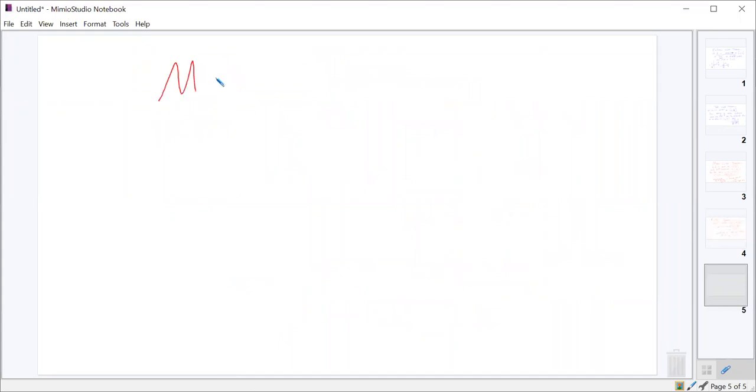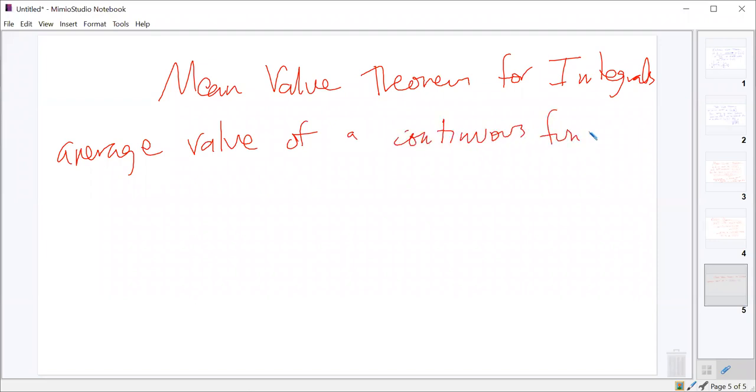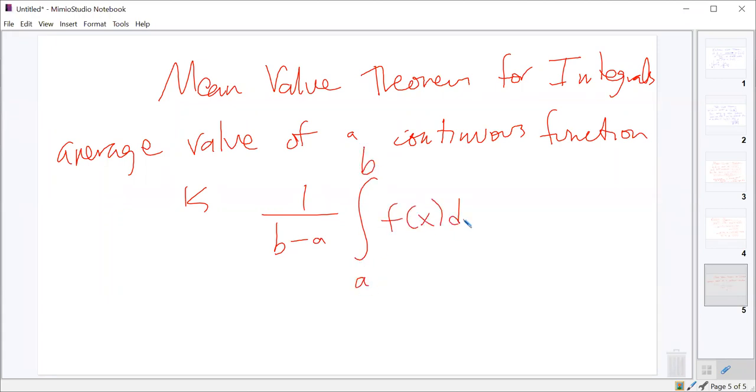Next one would be the mean value theorem, or sometimes called the average value theorem for integrals. That tells you that the average value of a continuous function is 1 over b minus a times the integral from a to b of that function. That one's pretty easy.